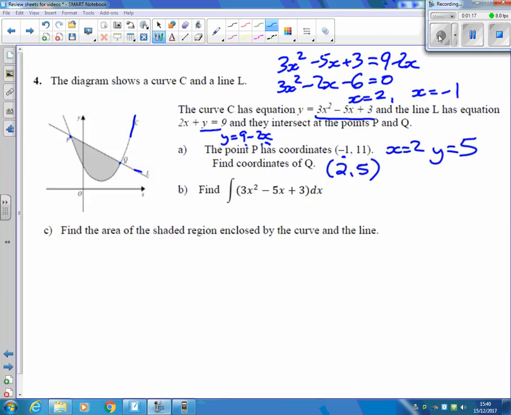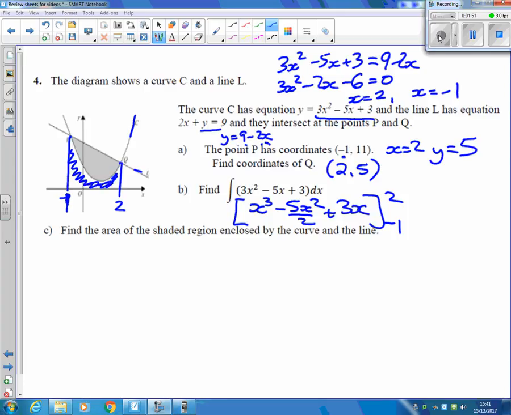So next job is to find out this integral. That's just straightforward. We've got x cubed over 3, so the 3's cancel, minus 5x squared over 2 plus 3x. And that's setting you up ready to do the next bit. If we make this integral actually between the values of, that was minus 1, wasn't it? That was minus 1, and that's 2. So if we do this between minus 1 and 2, then that's going to give us this area underneath here. That's not the area we want, but it's that area underneath there.